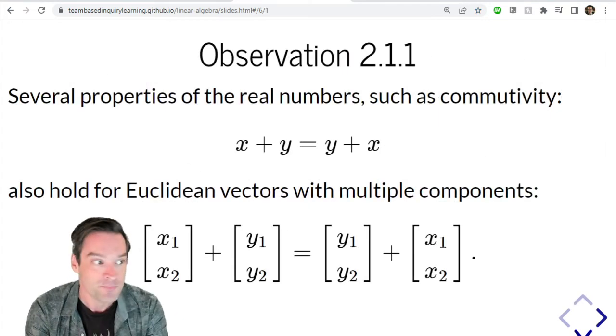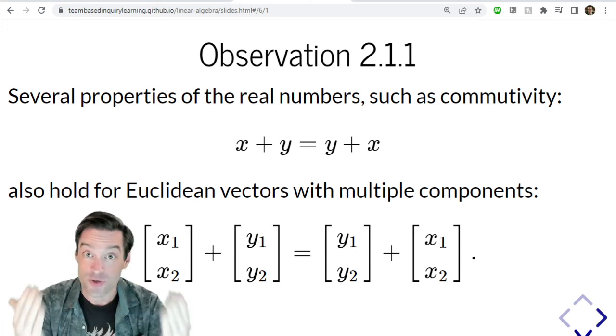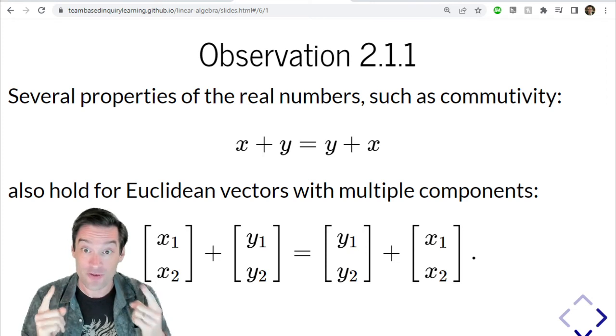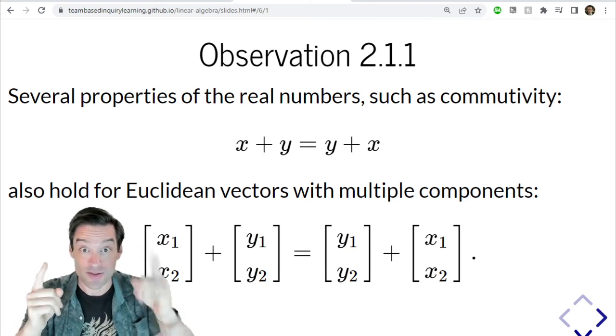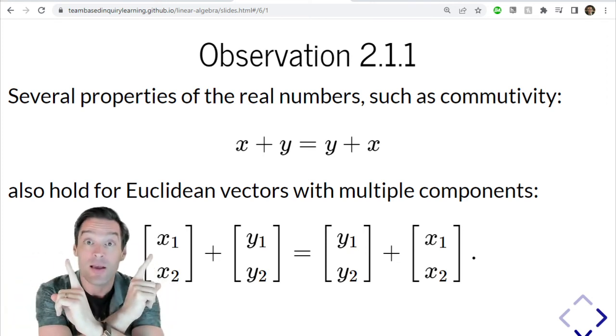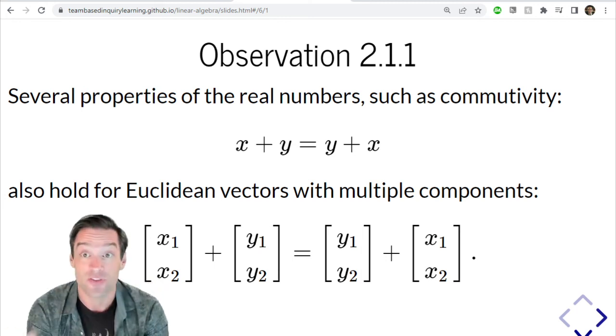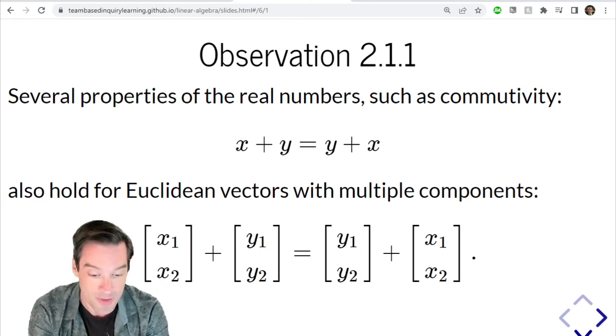Here's an example. When we learn addition, one of the first things that we learn about addition is that it doesn't matter which order we add two numbers. For any two real numbers x and y, x plus y is the same thing as y plus x. It's called the commutative property of addition for real numbers.